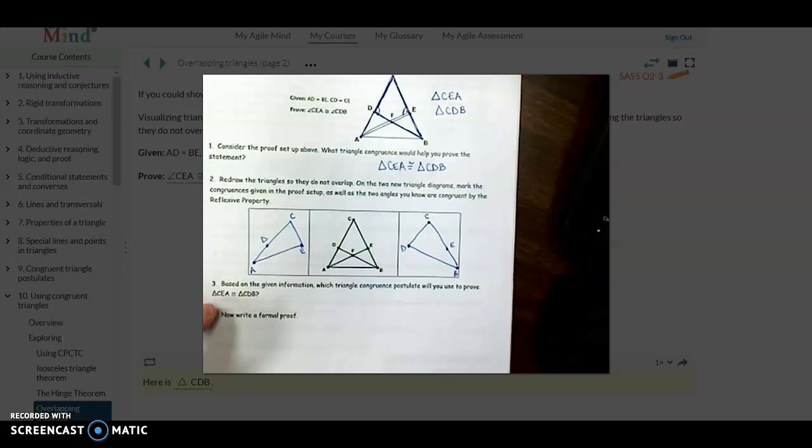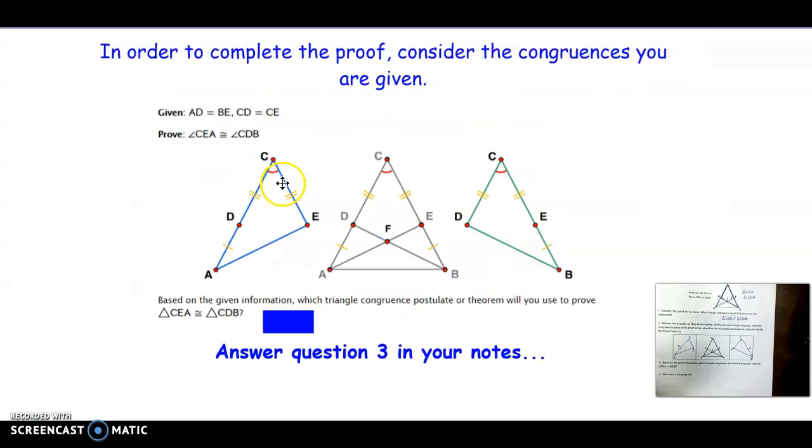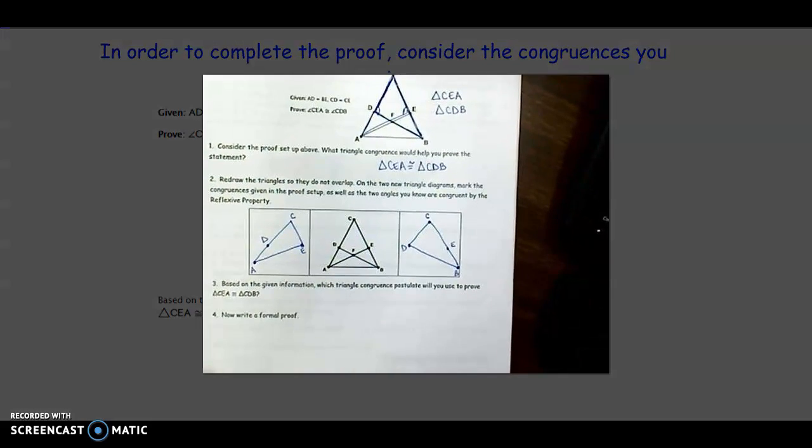It says we're going to mark our given information on these figures. So let's mark what we know to be true on these. You can mark these on your figures. Remember, we were given AD to be equal to BE. So you can see they put a tick mark on AD in both figures and BE on both figures. Okay, so you can do that on your notes as well.